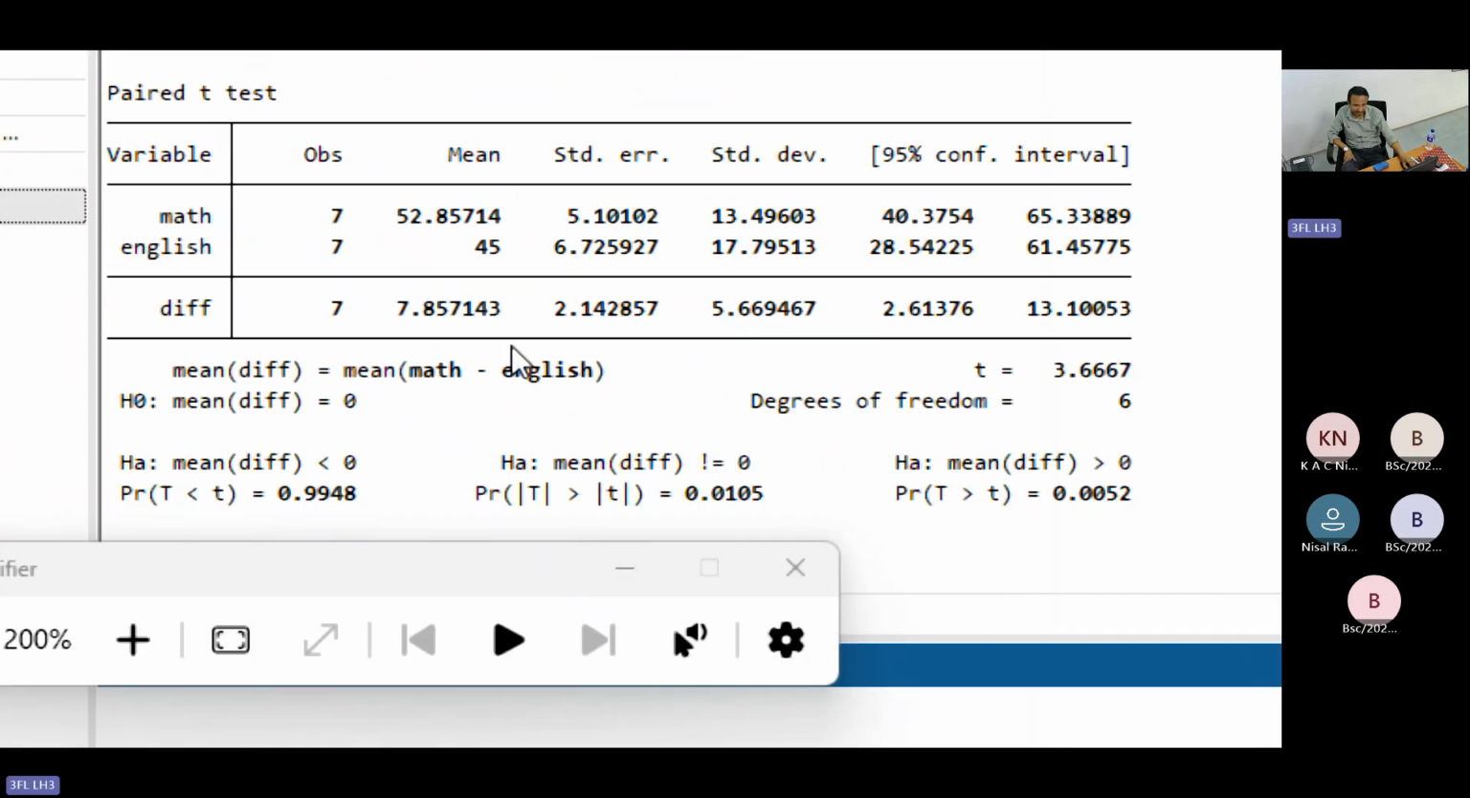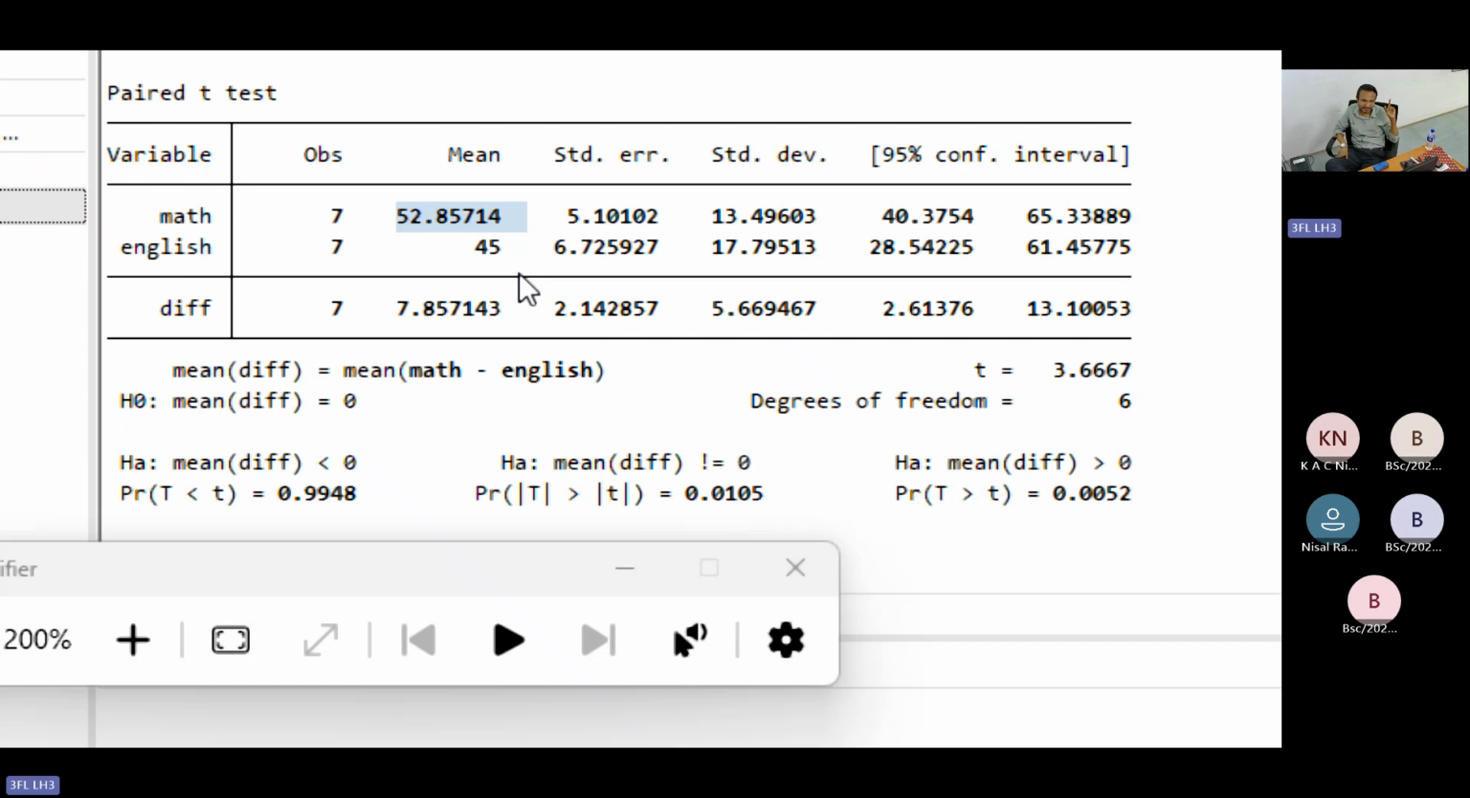Here you get a quite similar table, but it's not similar. You can see mathematics is 52.85 marks on average. The 7 employees have received 52.85 on average. Then English marks, the 7 employees have received 45 marks on average. Is there a difference? Yes. 52.85 is different from 45. Indeed. But the problem is, is there a significant difference? How significant?